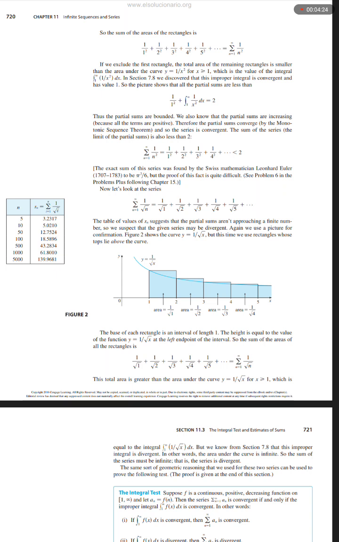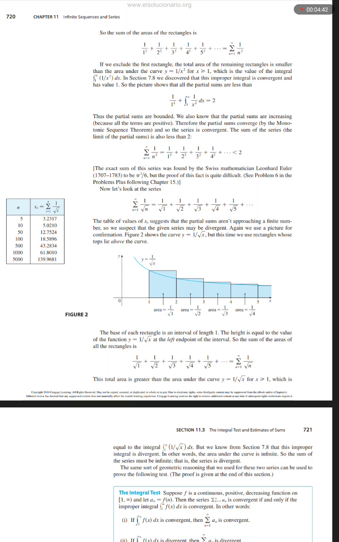Now let us look at the series, the sum from n equals 1 to infinity of 1 over the square root of n, equals 1 over the square root of 1 plus 1 over the square root of 2 plus 1 over the square root of 3 plus 1 over the square root of 4 plus 1 over the square root of 5, and so forth.